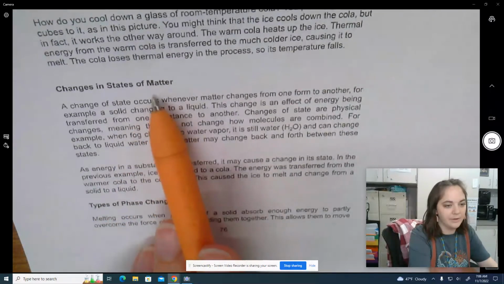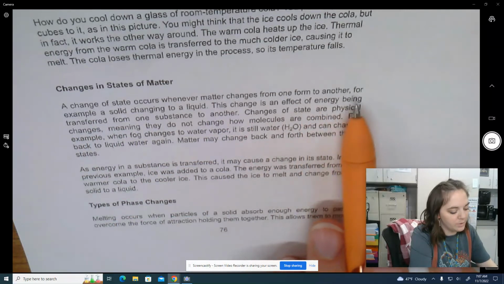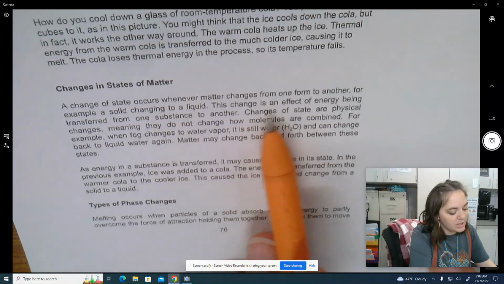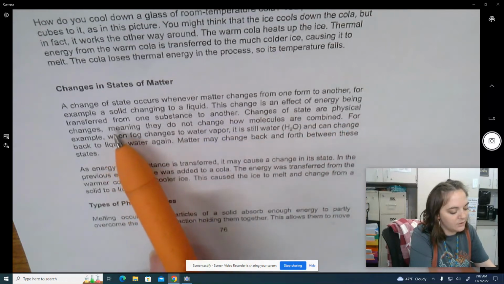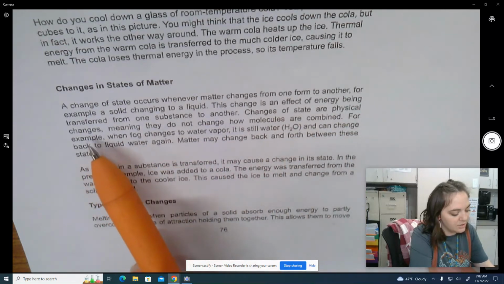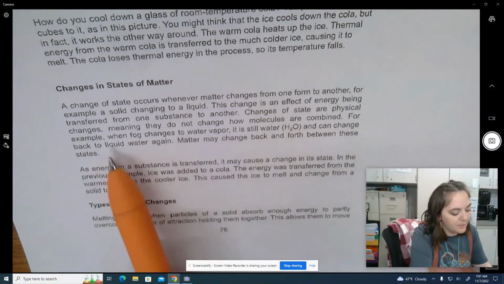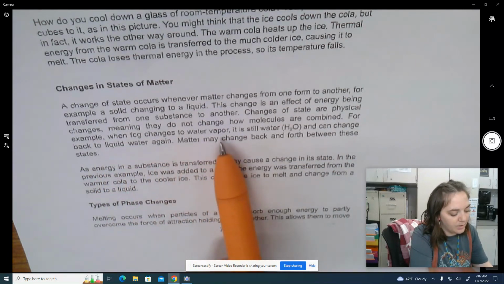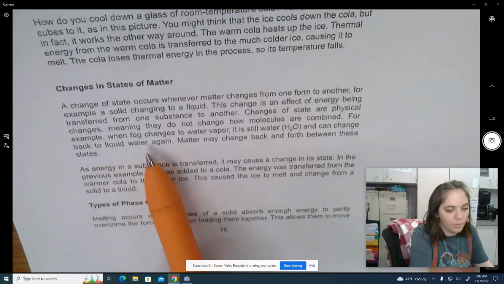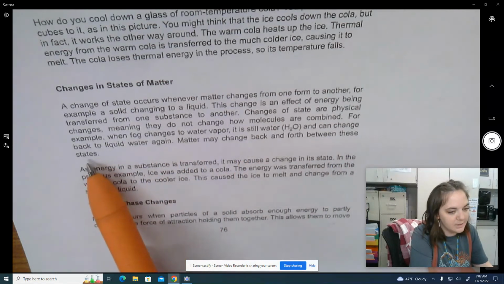Changes in states of matter. A change of state occurs whenever matter changes from one form to another. For example, a solid changing to a liquid. This change is an effect of energy being transferred from one substance to another. Changes of state are physical changes, meaning they do not change how molecules are combined. For example, when fog changes to water vapor, it is still water, H2O, and can change back to liquid water again. Matter can change back and forth between these states.